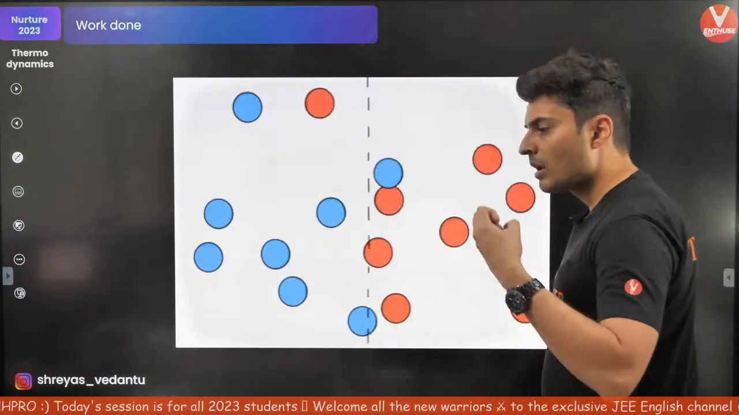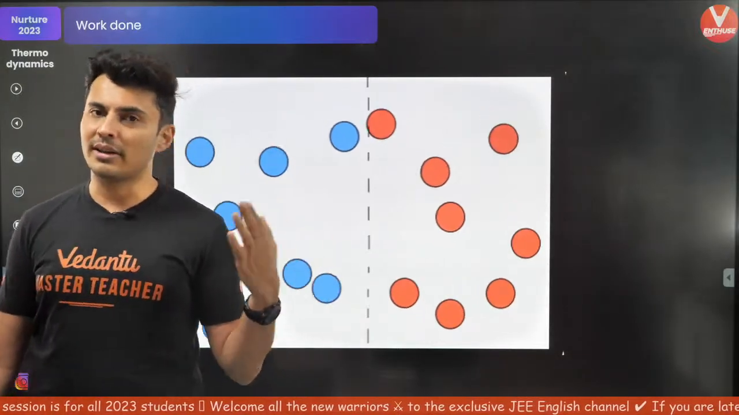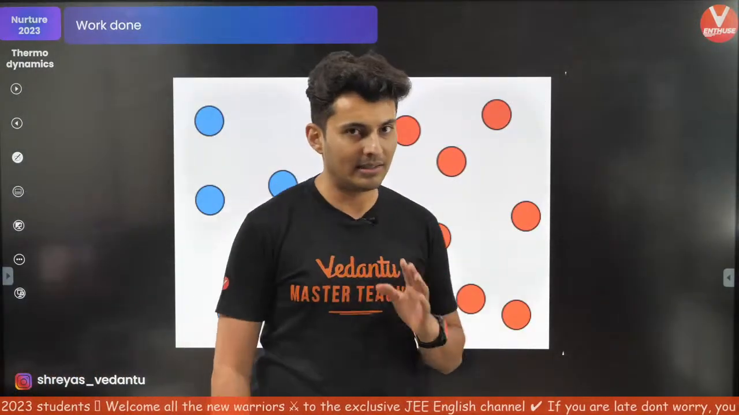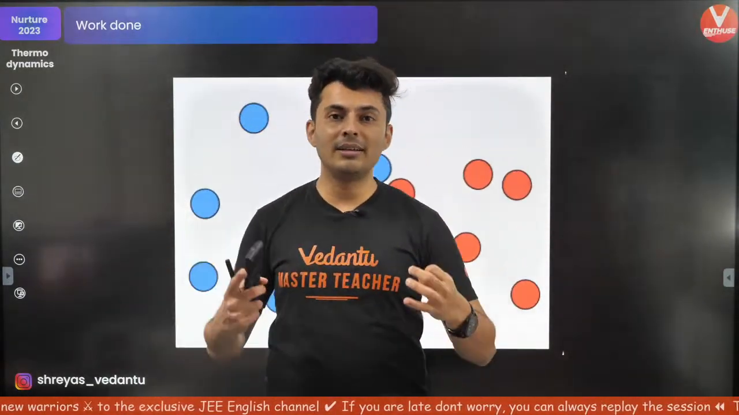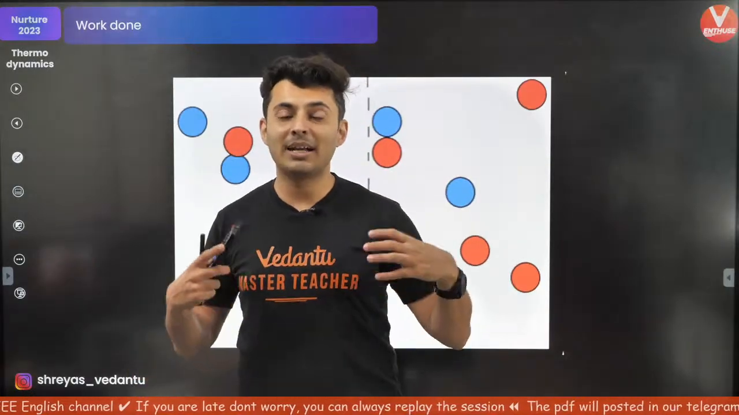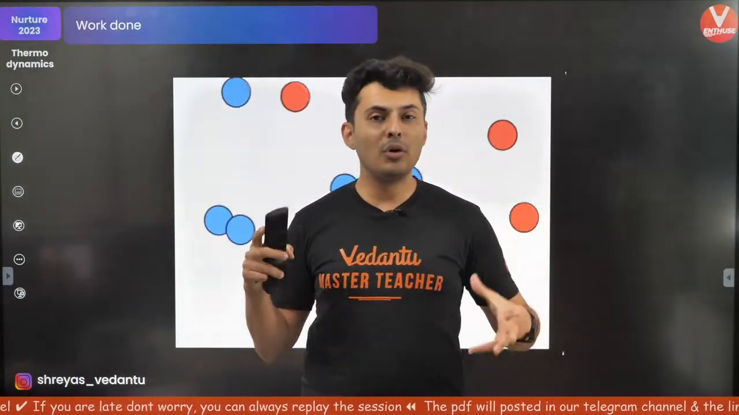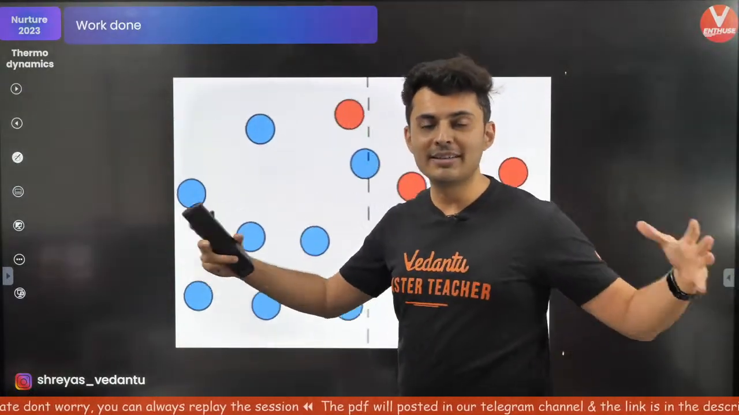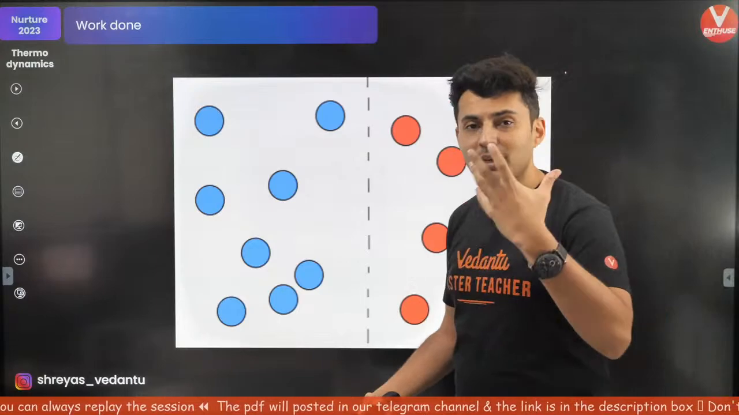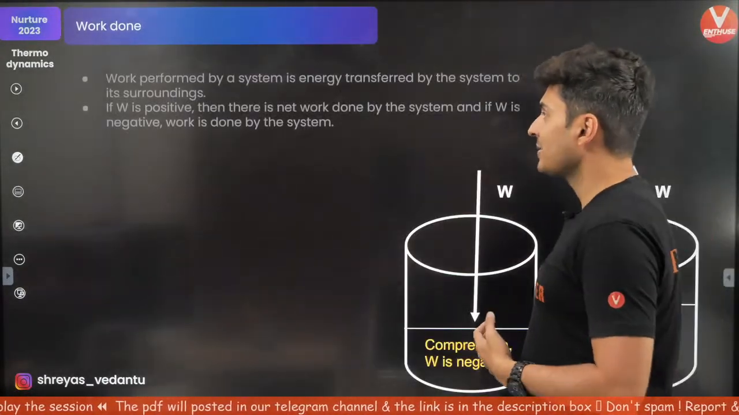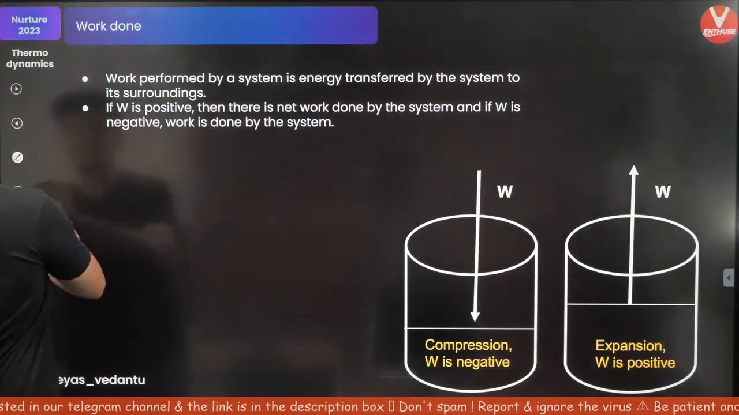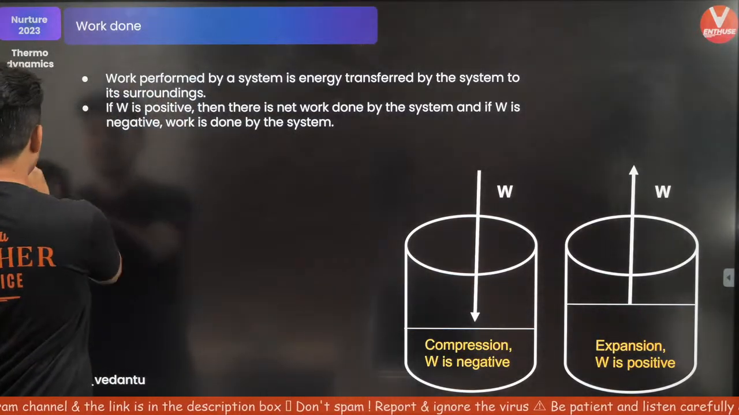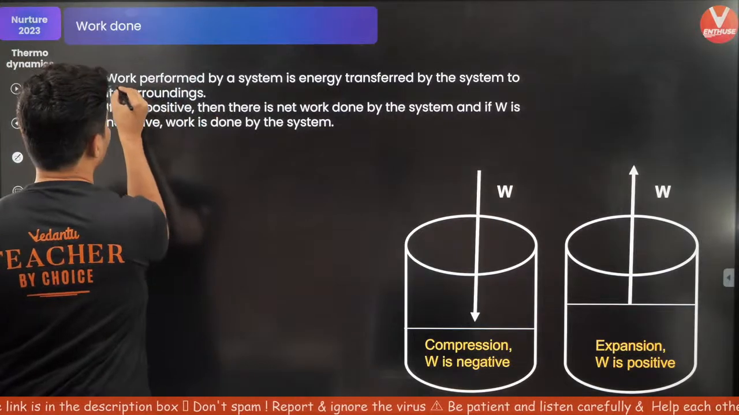Alright, work in your normal 11th standard or even your general mechanics used to be force into displacement. Yes, the same definition is valid, but understand here the work is interpreted in a more application way, as in work done by the gas, work done by solid, work done by liquid is due to expansion and contraction. So solids, liquids, gas can expand and contract, so that's when they do work. And we always define the work done by the system. The work done by the system in chemistry. So please understand, it is different. So work performed by the system.